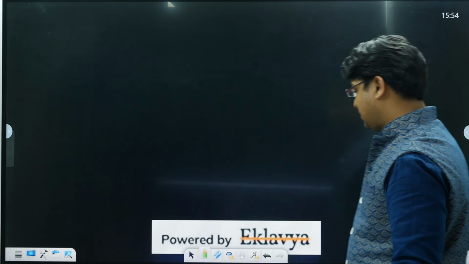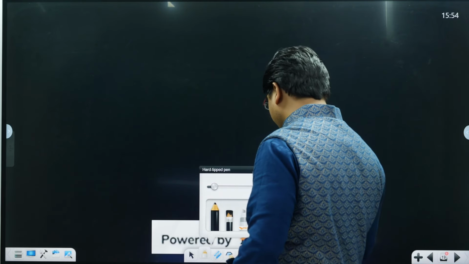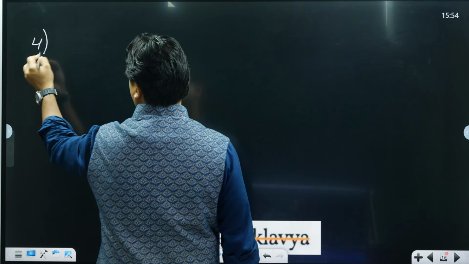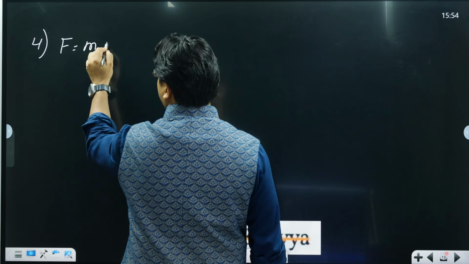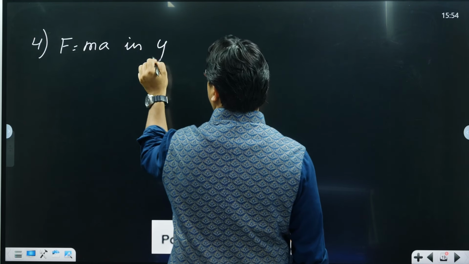And now let us write a fourth equation. You might have guessed it already. I'm going to write it in the y direction. So we will next write F equal to ma in y direction.